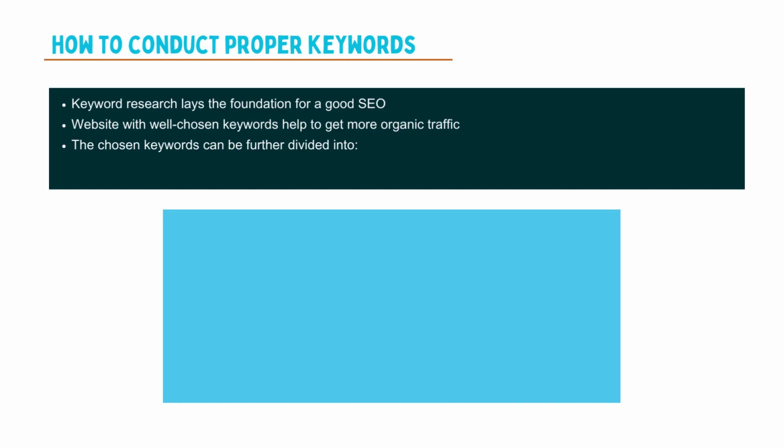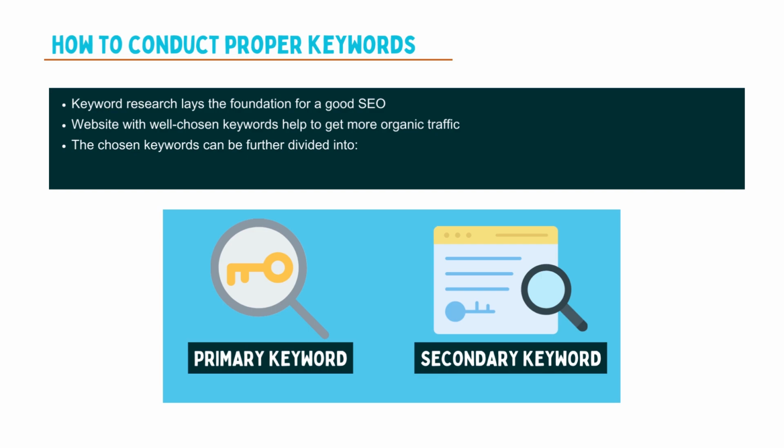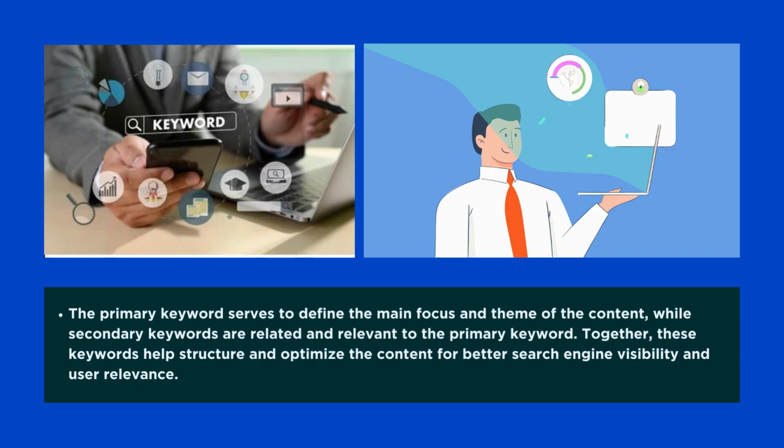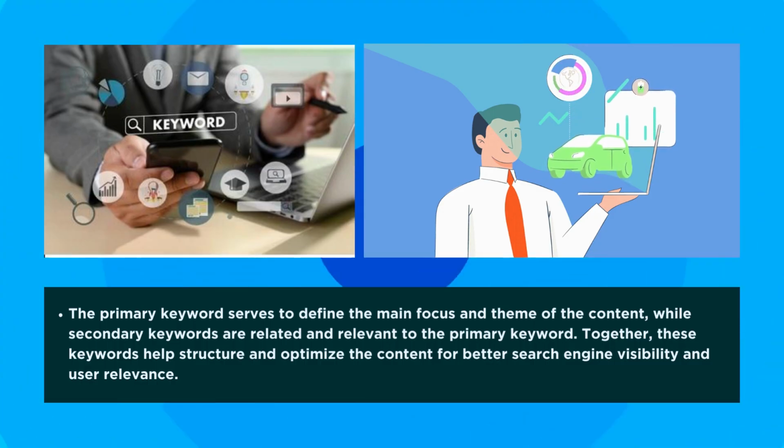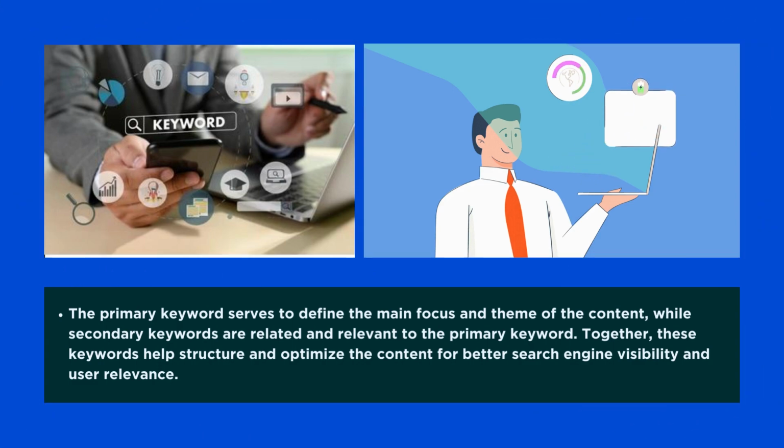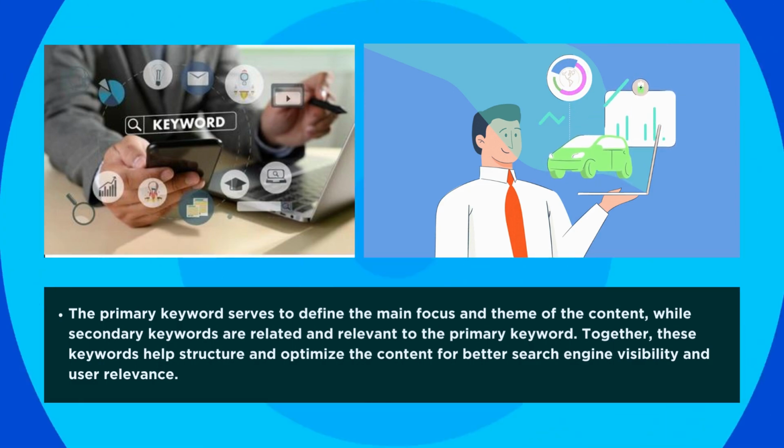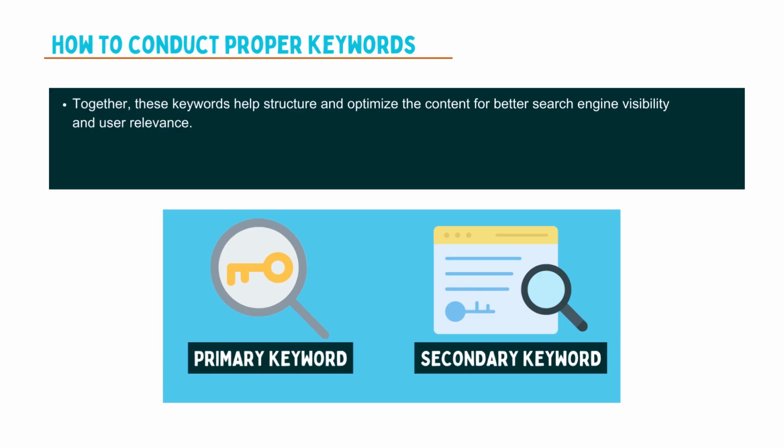When discussing keywords, it is essential to consider both primary and secondary keywords. Each web page should ideally target at least one primary keyword along with a secondary supporting keyword. The primary keyword serves to define the main focus and the theme of the content, while secondary keywords are related and relevant to the primary keyword. Together, these keywords help structure and optimize the content for better search engine results.